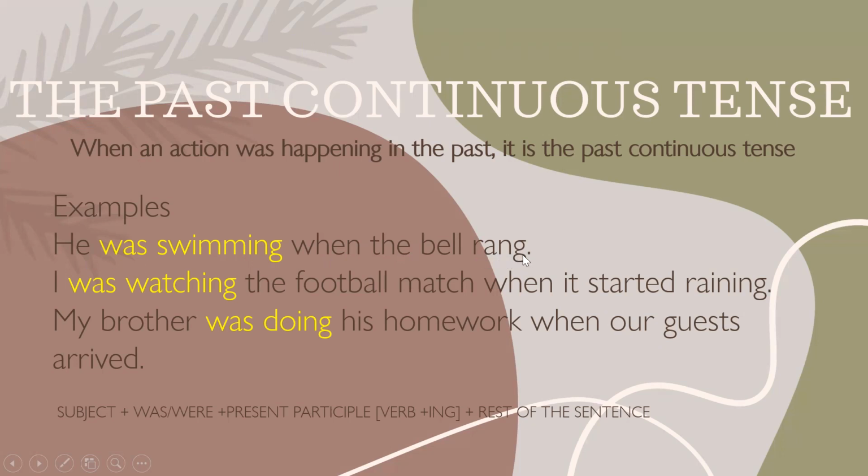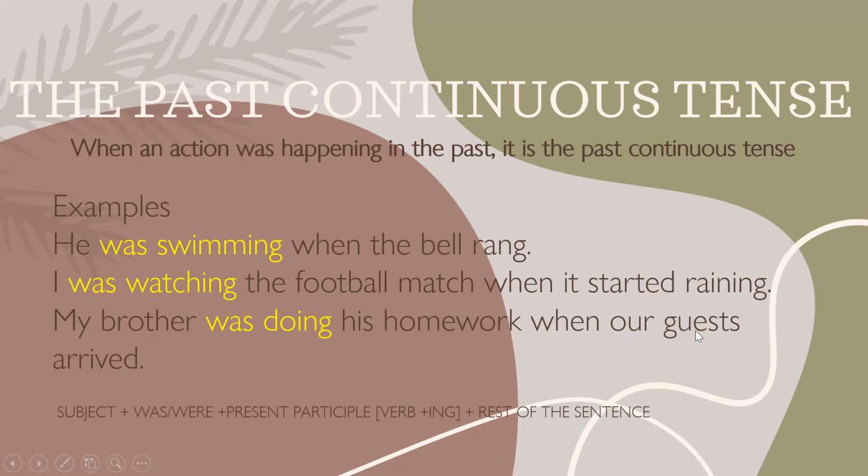Rang is the past tense of the verb ring. So you know, oh, the bell rang, so it already rang. It happened in the past. Like I said earlier, it could be 1 second before, or it could be 10 years before. Okay. I was watching the football match when it started raining. So it started raining at that time. Maybe it's still raining now. But that's your clue. That shows you it happened in the past.